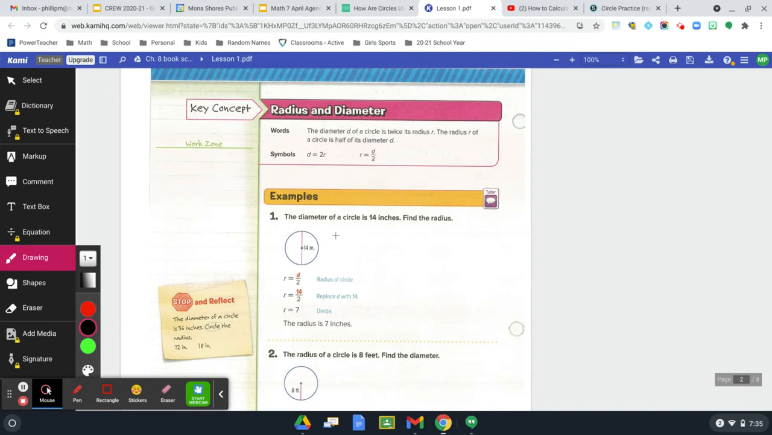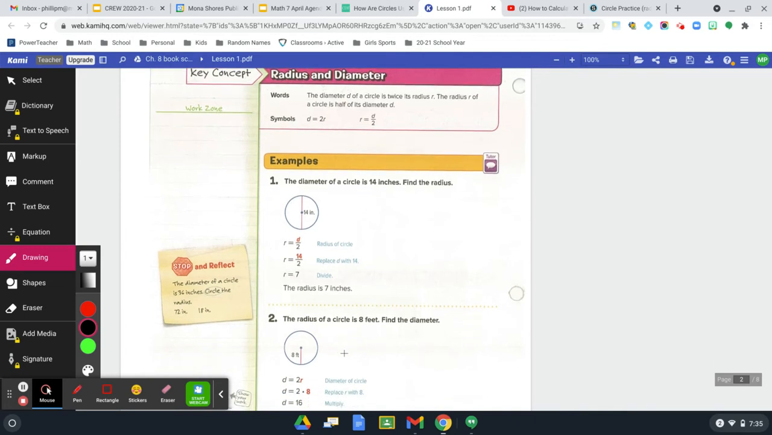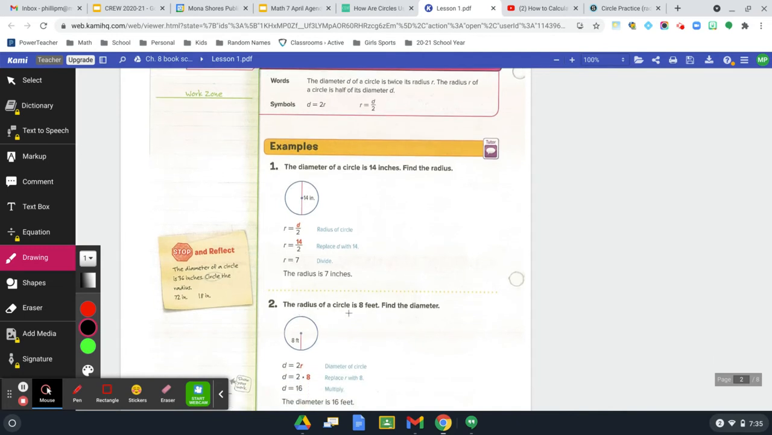Let's look at an example of that. Look at example number 2. It says the radius of a circle is 8 feet. Find the diameter. Well, if we know the diameter is twice the radius, if the radius is 8 and we double that so that we can get that line to go all the way across that circle, then your diameter would be 16 feet in this case.